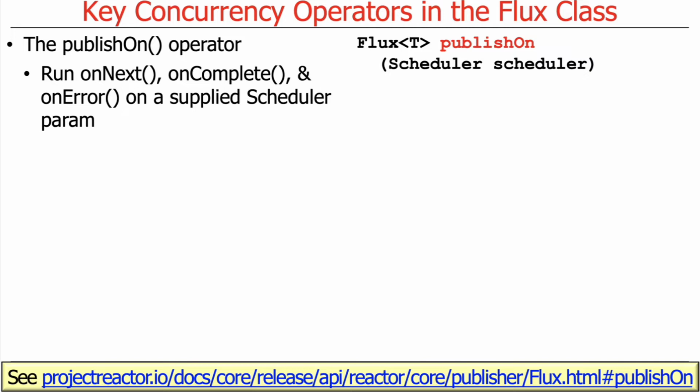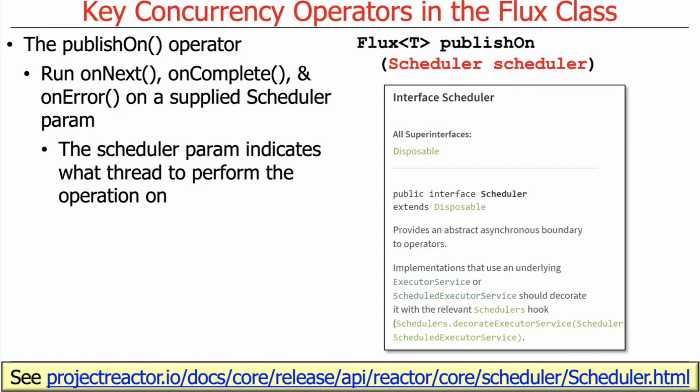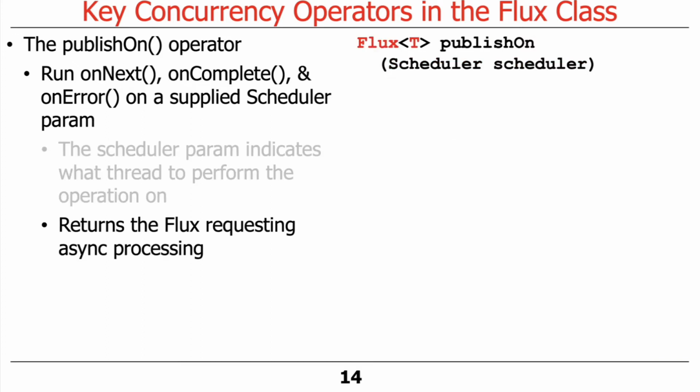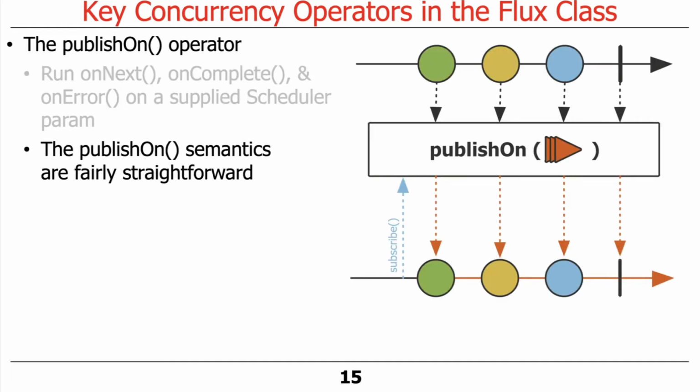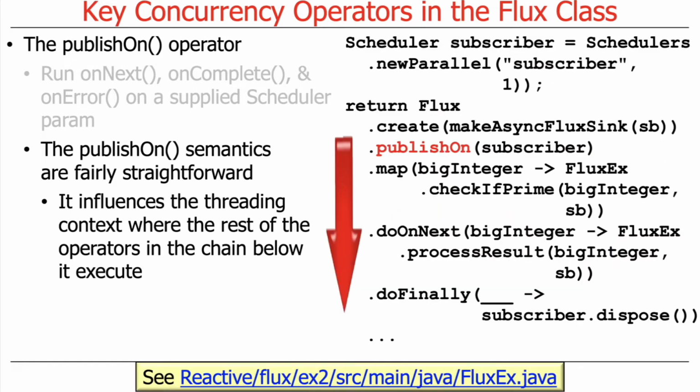Now let's talk briefly about the publishOn operator. It's actually got simpler semantics, and it's going to run the onNext, onComplete, and onError methods or operators on a supplied scheduler parameter, which you can provide. And it returns the Flux that's requesting async processing. Mercifully, publishOn semantics are a little bit more straightforward than subscribeOn's. Although, honestly, once you understand subscribeOn, it's not that hard. You just have to remember it. It will have effects both above and below it often.